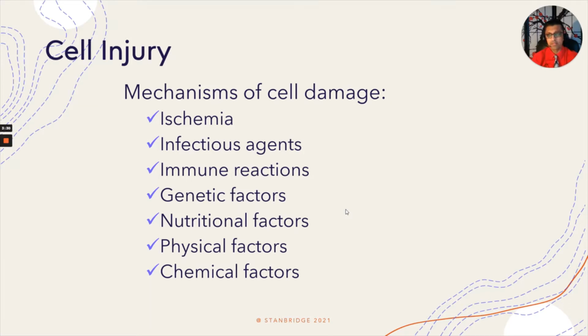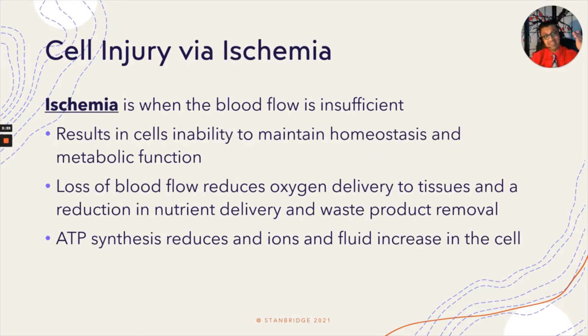So hopefully it helps. All right, let's dive into the first part of cellular damage, and that's ischemia. The definition of ischemia, you should definitely know, is when blood flow is inefficient, so it results in the cell's inability to maintain homeostasis and metabolic function. Loss of blood flow reduces oxygen delivery to tissues and reduces nutrient delivery and waste product removal. ATP synthesis is reduced, and ions and fluid increase in the cell.